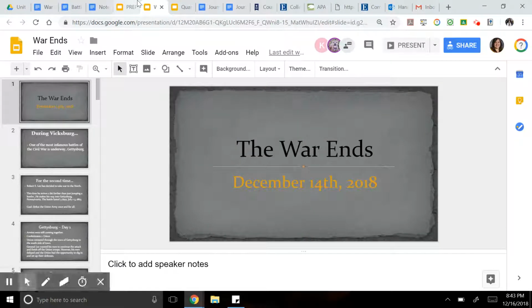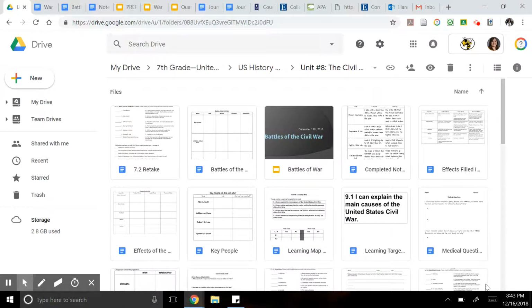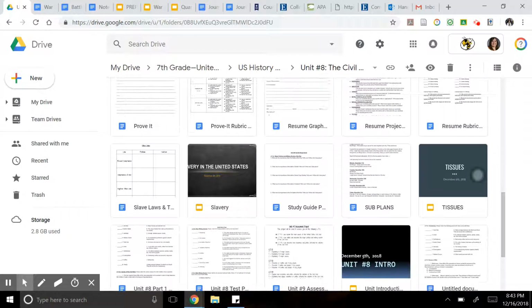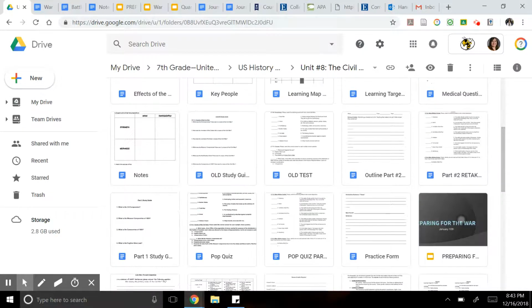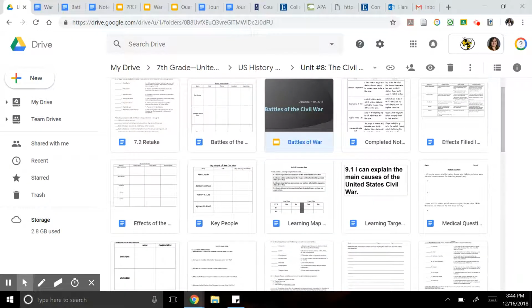Again, when looking at the battles of the Civil War, where are they? Here we go. The first one that we start with is Fort Sumter.